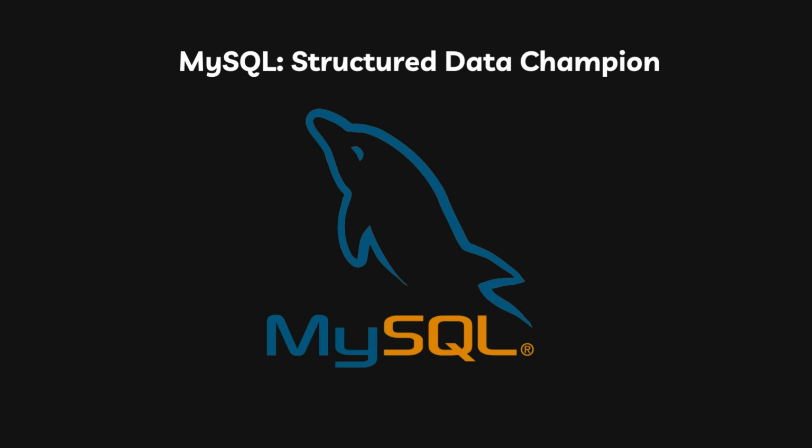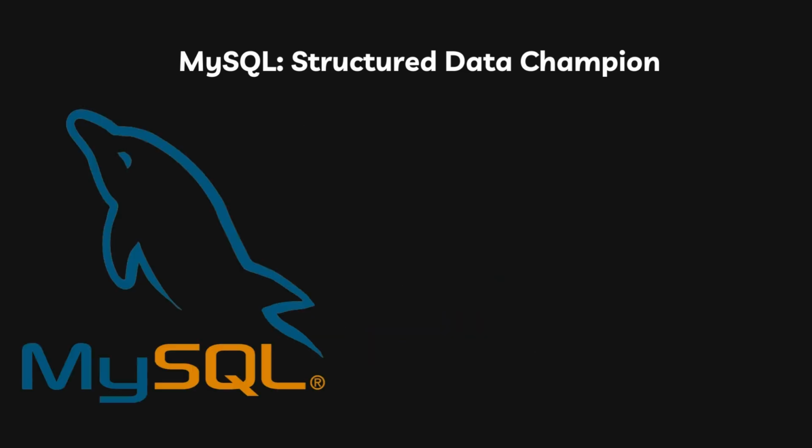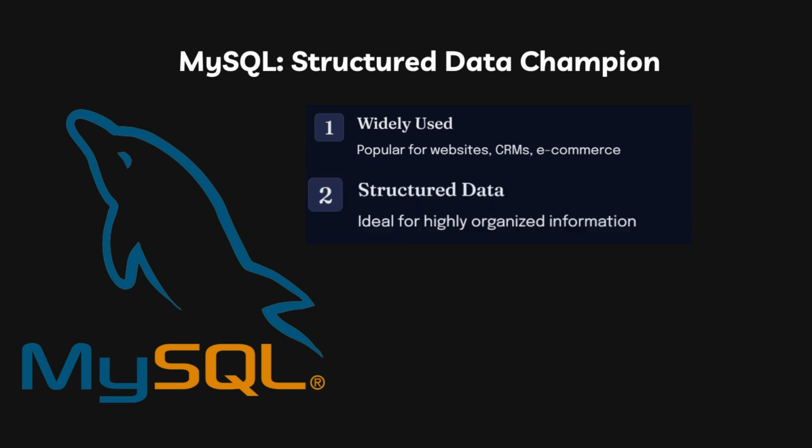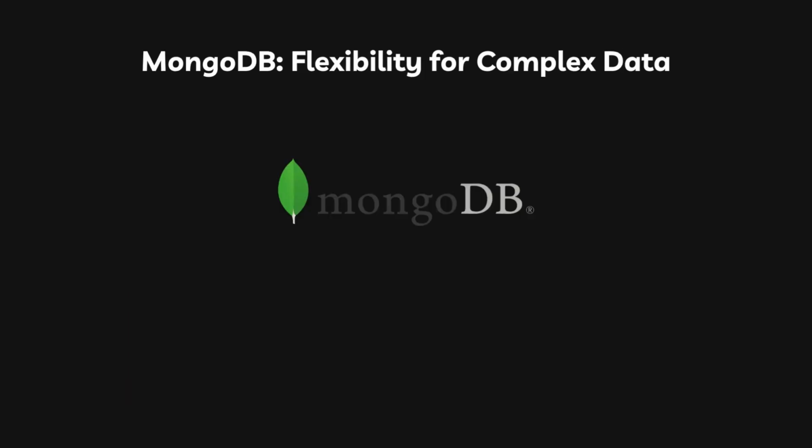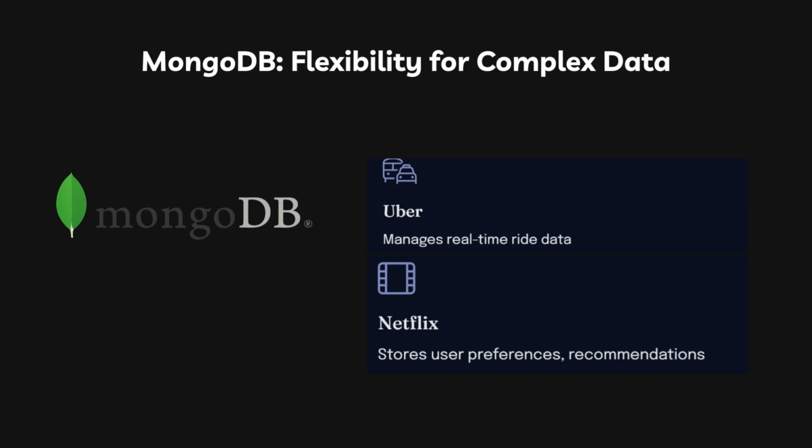Now let's look at a couple of modern day use cases to wrap this up. MySQL. This is still one of the most widely used databases for traditional applications like websites, CRMs, and e-commerce stores. It's perfect when your data is highly structured and you need strong data integrity. We have MongoDB, which is used by companies like Uber and Netflix for storing semi-structured data. It's excellent for managing large, complex datasets like customer preferences, real-time analytics, and event logging.